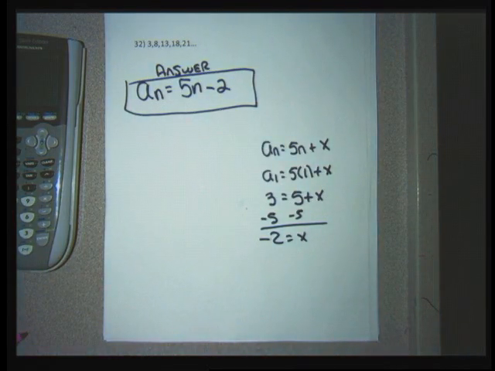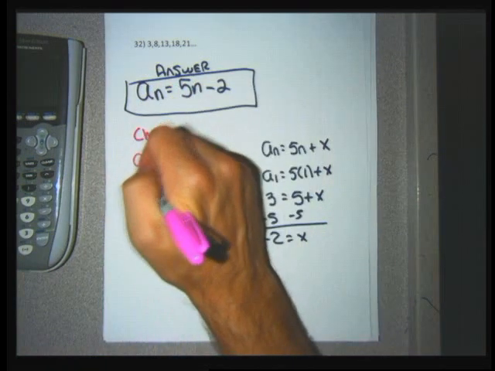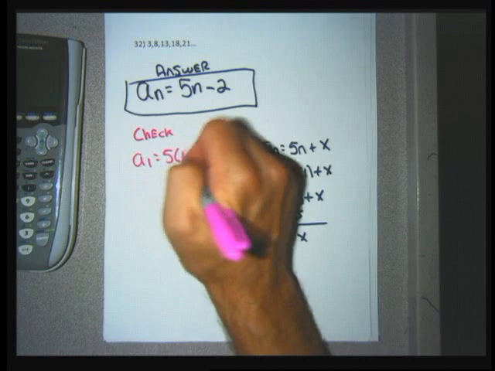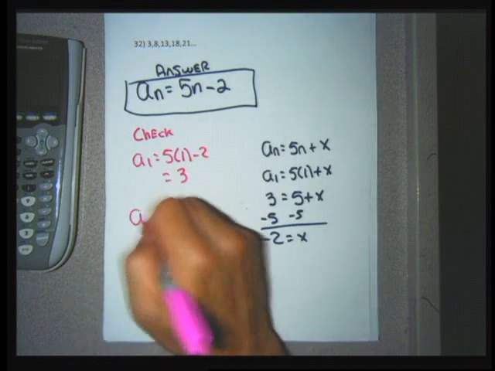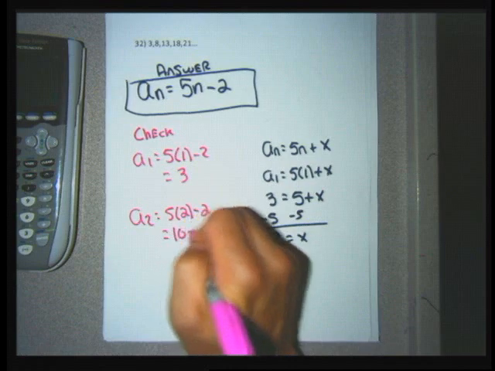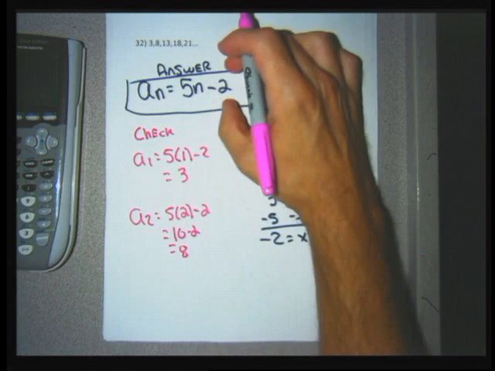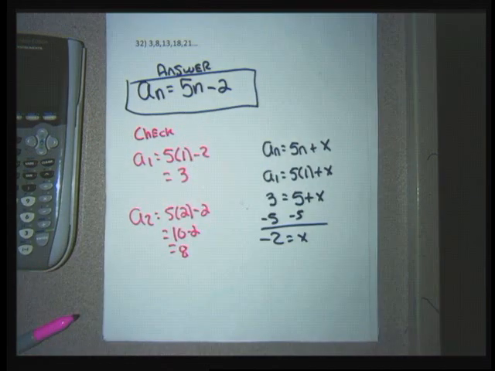And let me check again. So this isn't necessary, but it's not a bad idea to do. A sub 1 is going to be 5 times 1 minus 2, which is going to be 5 minus 2, which is 3. A sub 2 is going to be 5 times 2 minus 2, which is 10 minus 2, which is 8. So this sequence generates the first two numbers. I'm going to assume it generates all the numbers, and I have it correct. So these are friendly. If you're adding to get from term to term, it's not horrible to figure out the equation for the sequence, or the definition of the sequence.